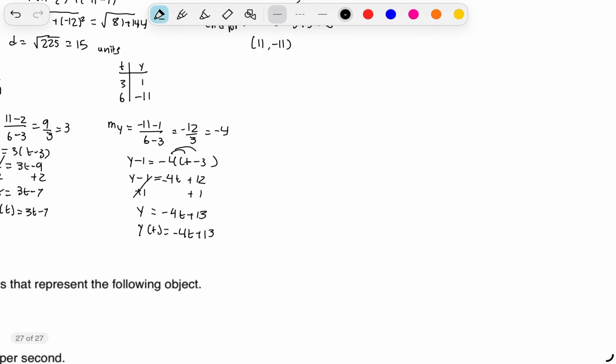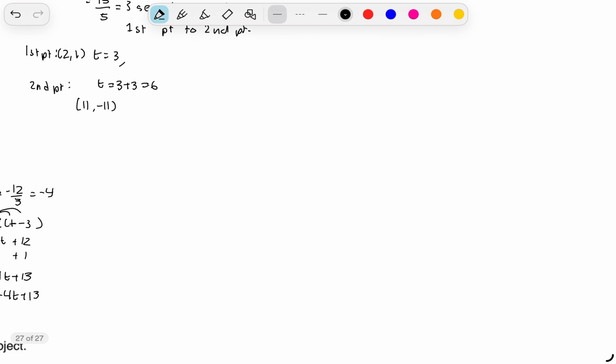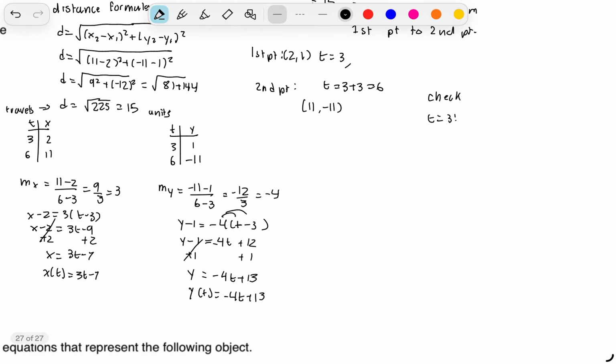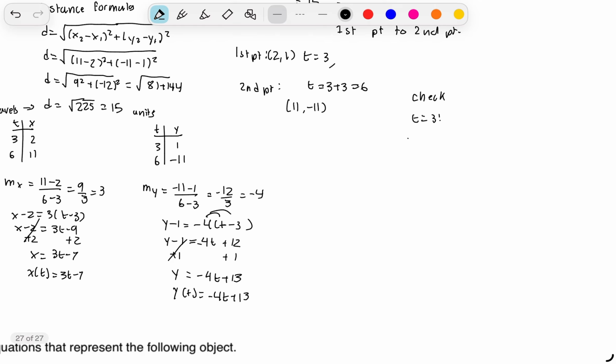These are our final answers. We can check this by checking when t is equal to 3. When t is equal to 3, our equation's x of t. So we have x of 3 is equal to 3 times 3 minus 7, which is equal to 9 minus 7, which is equal to 2.